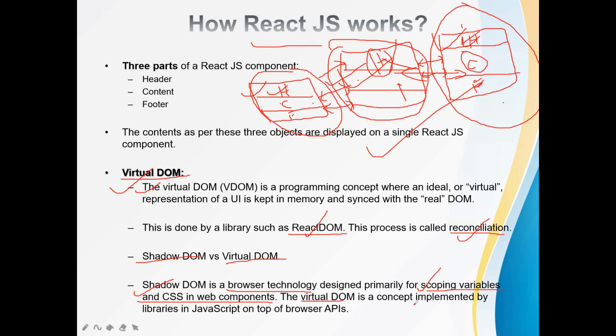And the virtual DOM is a concept implemented by libraries in JavaScript on top of browser APIs. So these were the browser APIs. Shadow DOMs were the browser APIs, but on top of the Shadow DOM, since it was also JavaScript, a new set of APIs has been written, and that set of APIs is a library known as React DOM, right? So Shadow DOM and React DOM are two different libraries. React DOM is nothing but the virtual DOM. So you need to remember the difference between the virtual DOM and Shadow DOM.